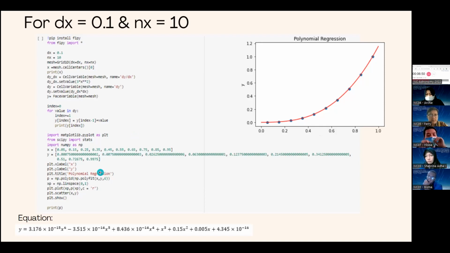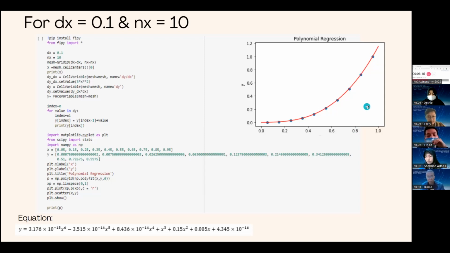After we got the values, we do the polynomial regression to get the value of y, because before we just have the dy per dx value, which equals 3 times x squared. We use a polynomial order of 6. After that, we show the plot of the graph of that equation, which you can see on the upper side of the screen. There are about 10 dots there, and there's a line which is the polynomial regression.